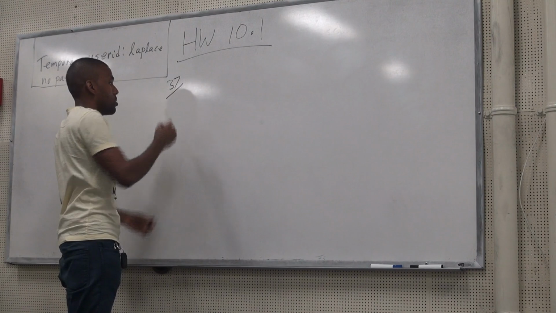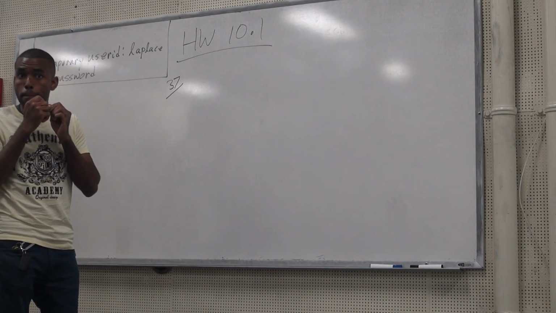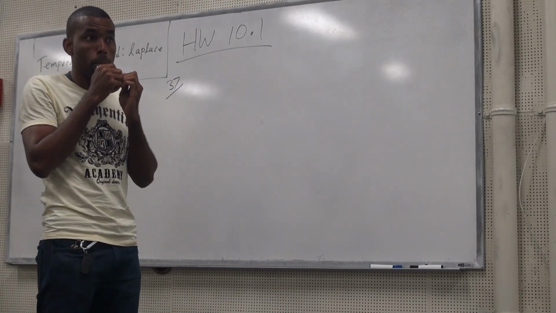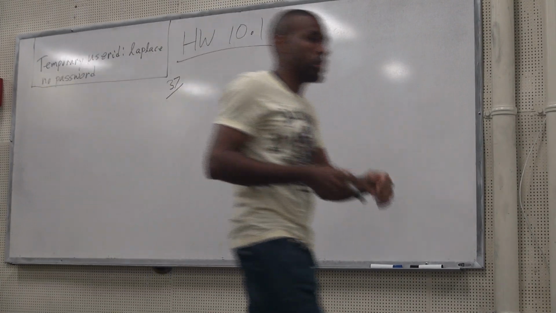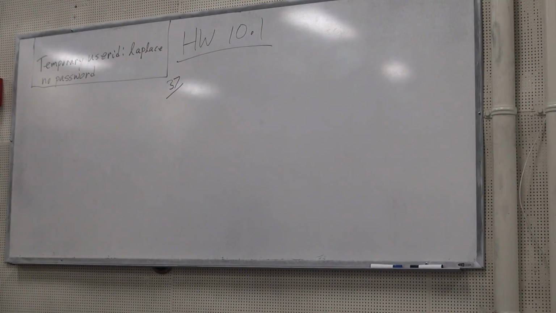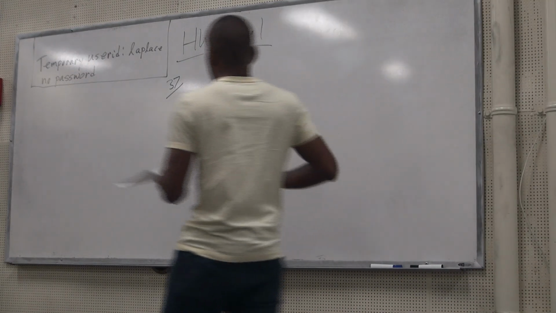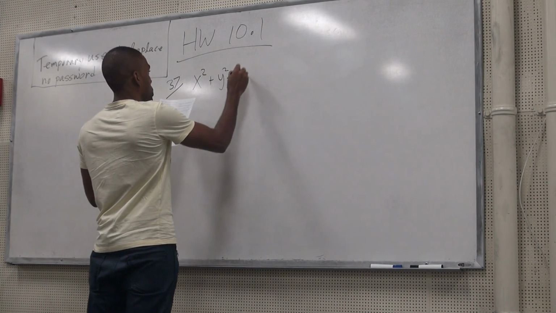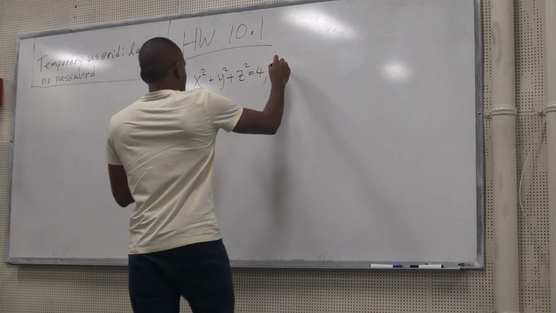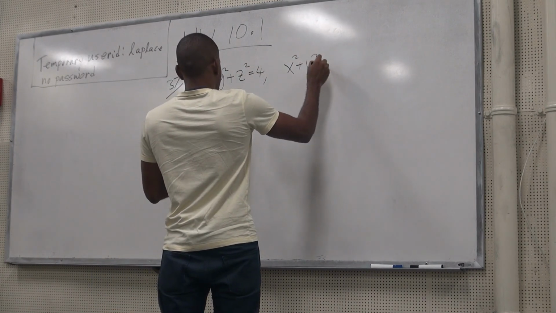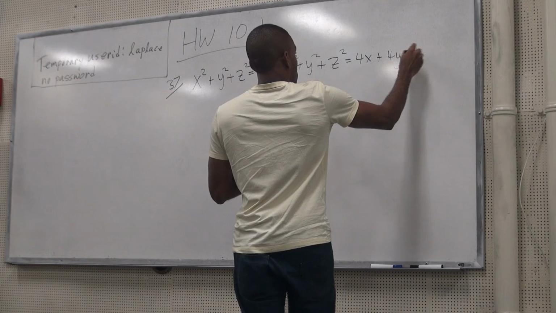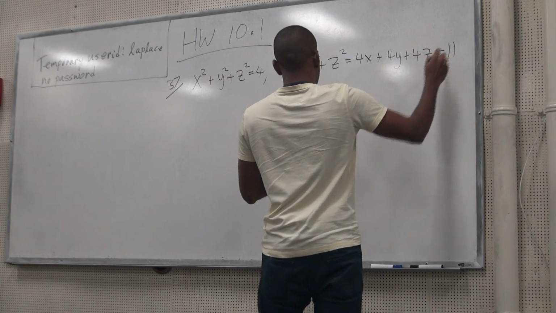Number 37. Okay, what was 37? Oh, you have a printout? Find the distance between x squared plus y squared plus z squared equals 4 and x squared plus y squared plus z squared equals 4x plus 4y plus 4z minus 11.